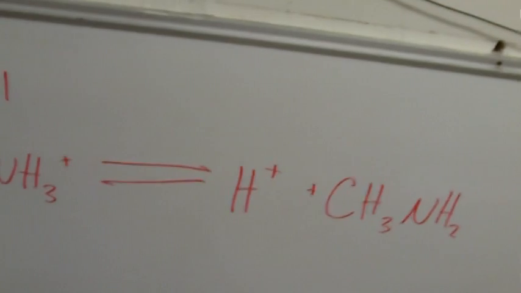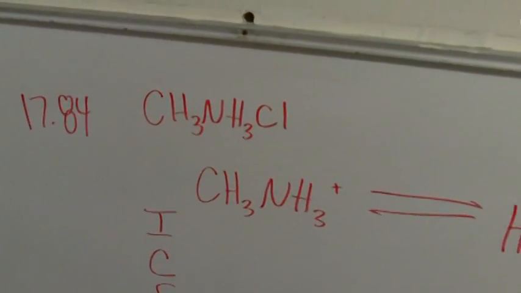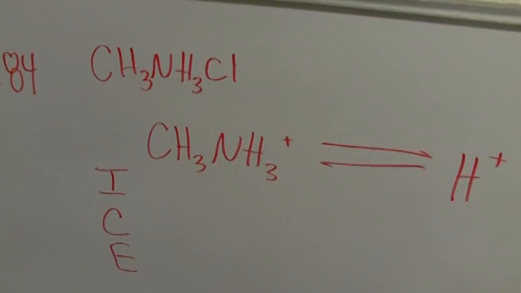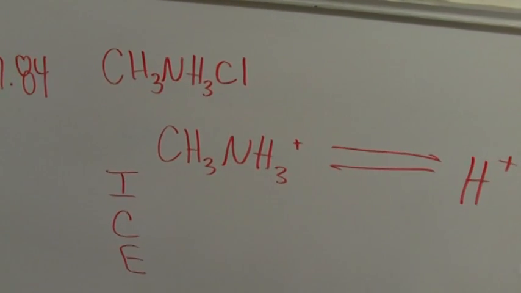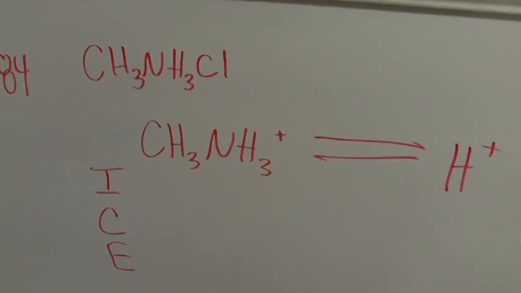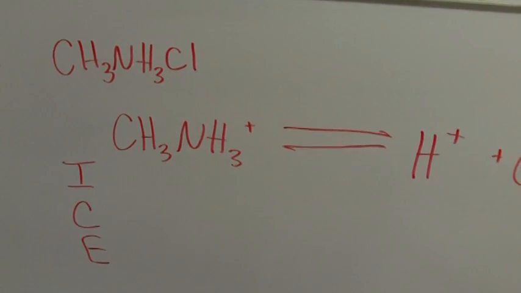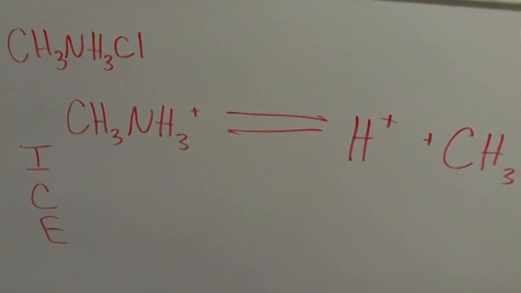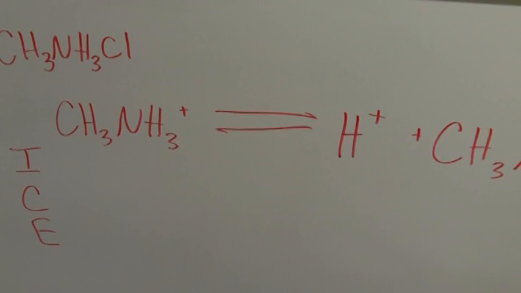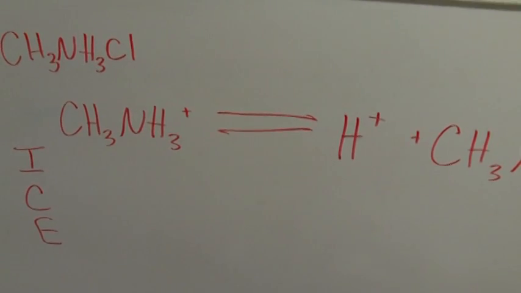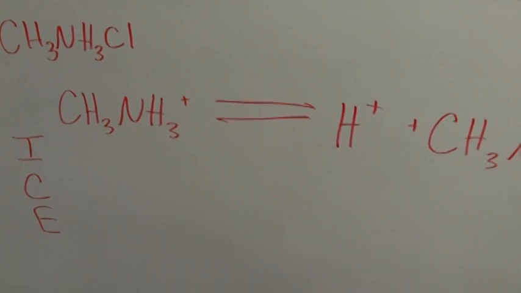That was sarcastic. Alright, we're doing 17.84 now, and it says calculate the pH of 0.15 molar CH3NH3Cl, for methylamine, which is CH3NH2, and it gives us the Kb. So this looks kind of confusing at first, but it's really just exactly the same thing we've been doing.